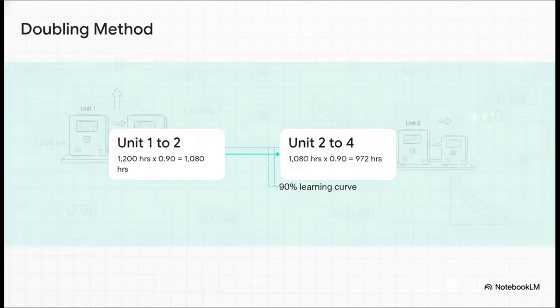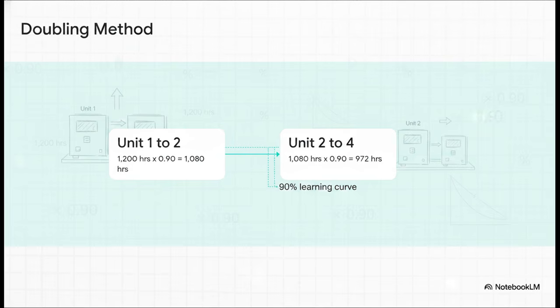To do this, we use the arithmetic doubling method. The rule of thumb here is simple. Every time cumulative production doubles, we just multiply the time by our learning curve percentage. Okay, step 1. From Unit 1 to Unit 2, our production has doubled. So we take that initial 1,200 hours, multiply it by our 90% rate, or 0.90, and we get 1,080 hours for the second unit.